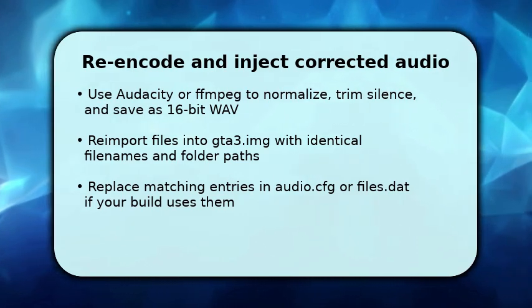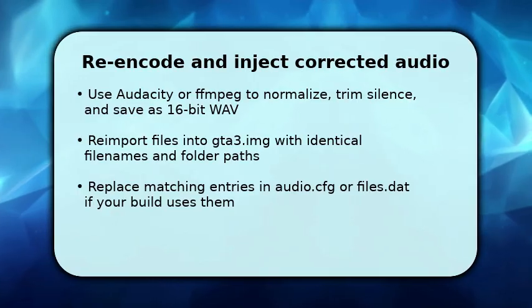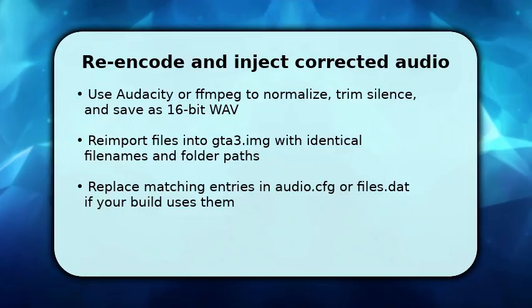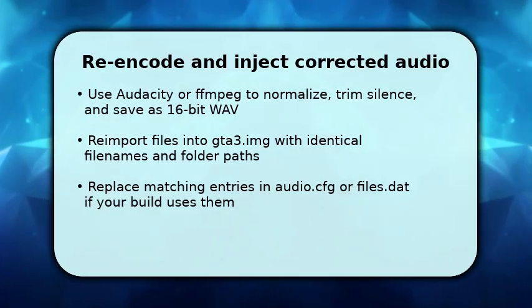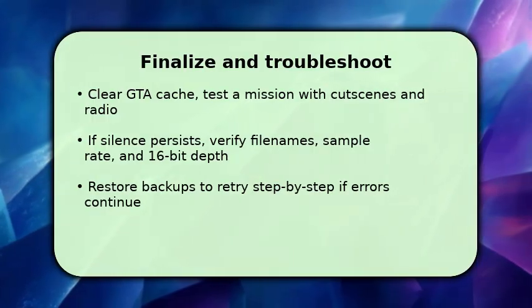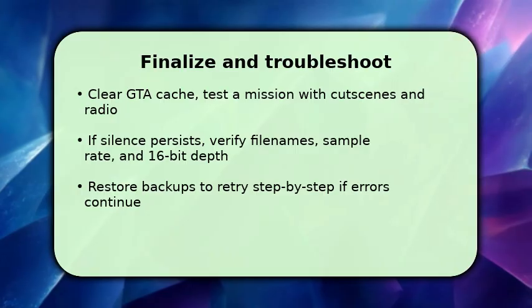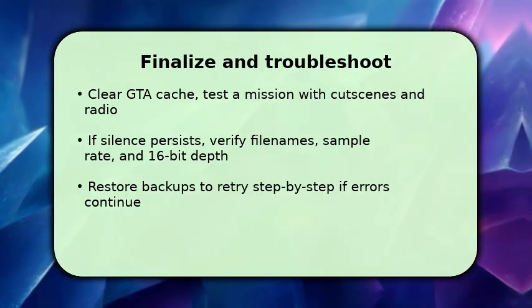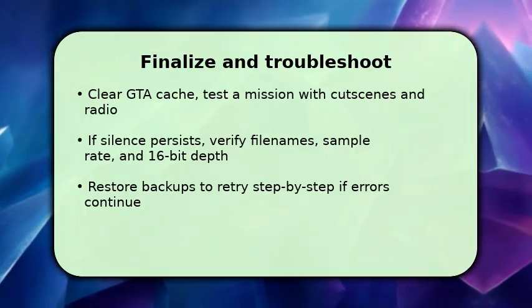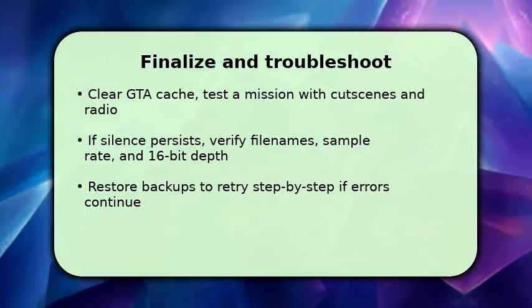If your mod uses audio CFG or other files, finish by clearing any game cache and testing immediately. Load a mission with radio and cutscenes to confirm sound plays. If you still hear silence, double-check that file names are exact, sample rate is 22,050 Hz, and files are 16-bit. A mismatch in any one of those causes the engine to skip audio.